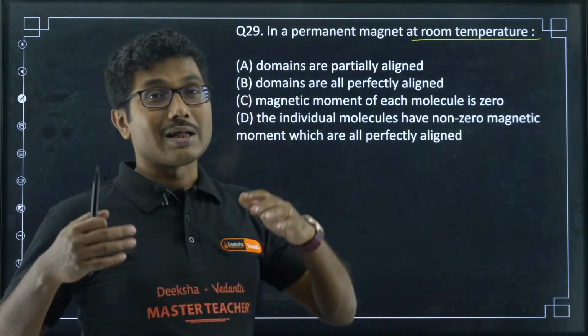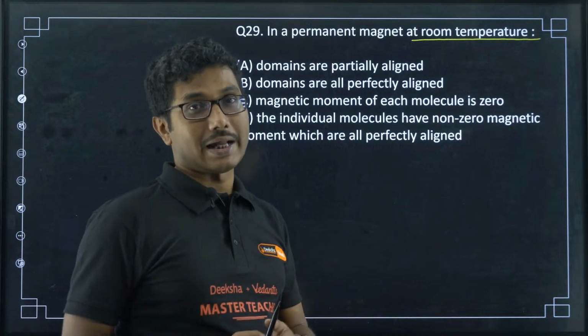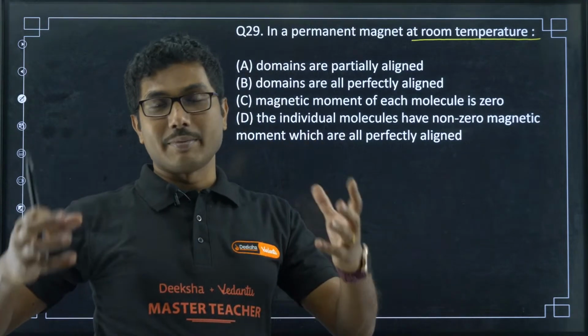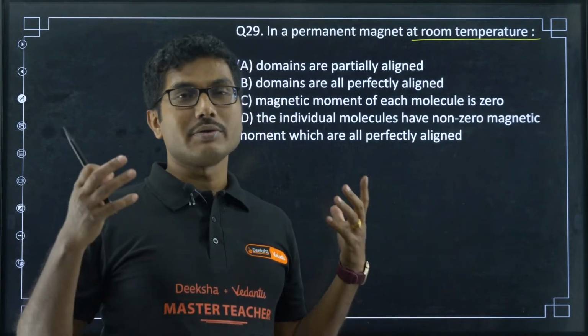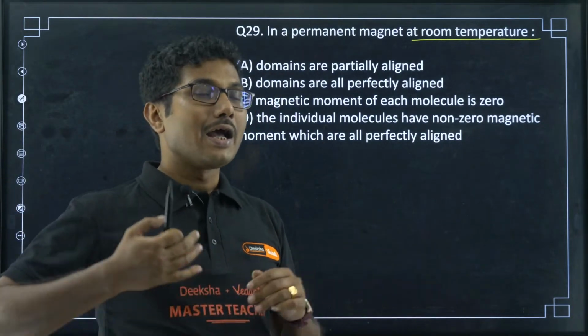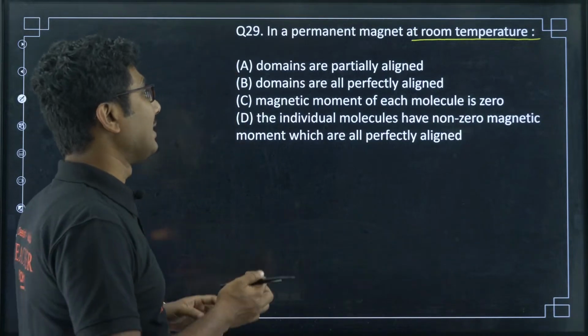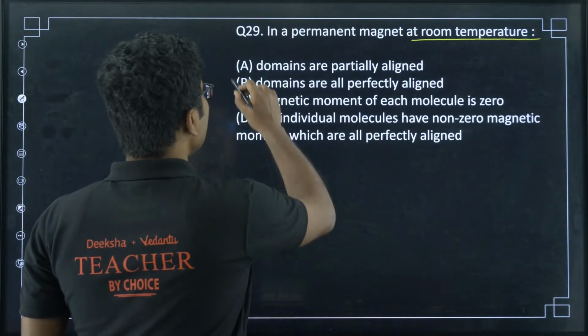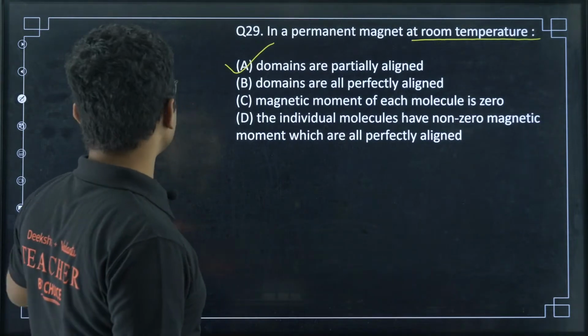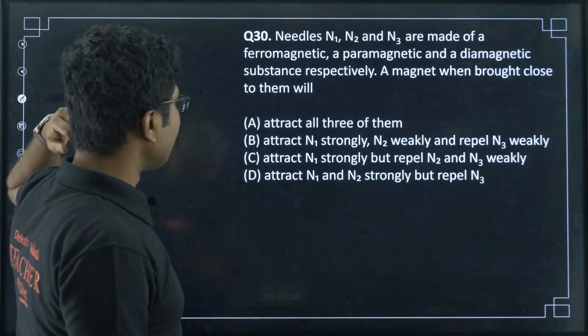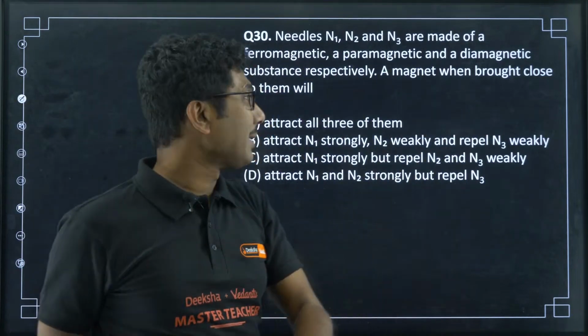If you are considering an electromagnet on the other hand, and you are using a material like iron, then definitely at room temperature also, if the current is sufficiently high, all the domains will be aligned, but they have not mentioned any special case. So, domains are always partially aligned, okay. The domains are partially aligned in this case. There are some cases, for example, a neodymium magnet.